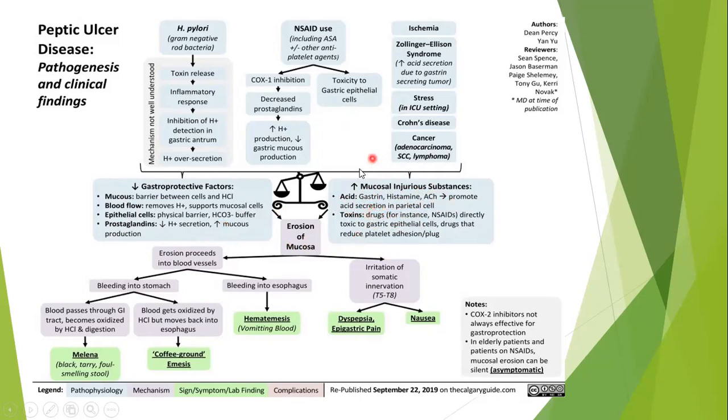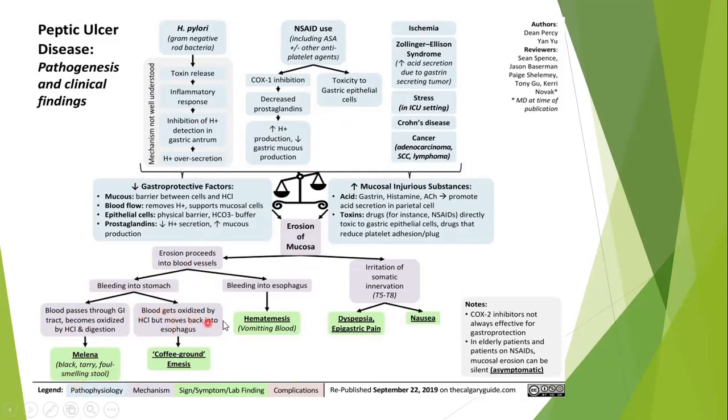So whenever there is more of the injurious substances or more of these hostile factors than the gastroprotective factors, then erosion of the mucosa will occur. When there is erosion of the mucosa, what will happen is that the erosion may proceed into the blood vessels. When this happens, there'll be bleeding into the stomach. So blood is going to be passed through the GI tract. It will get oxidized by the hydrochloric acid and digestive enzymes. It is going then to be passed down into the feces as melena. So the stool will appear black, tarry, and foul smelling.